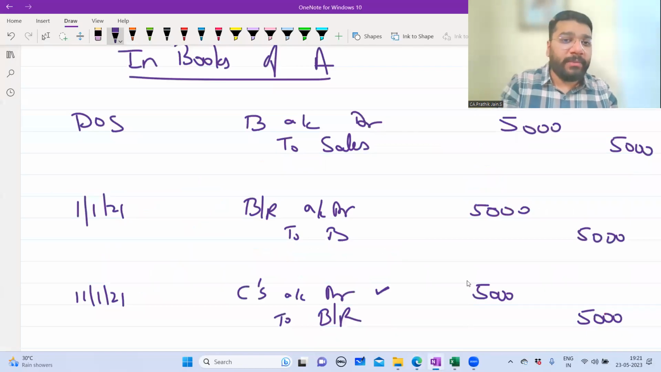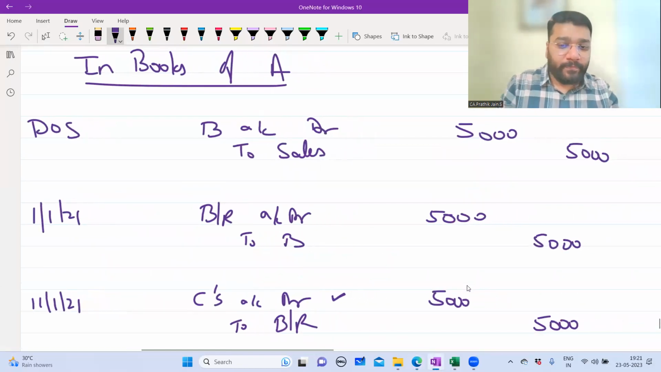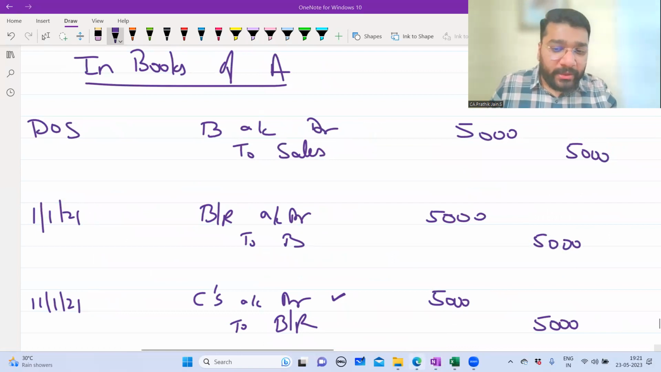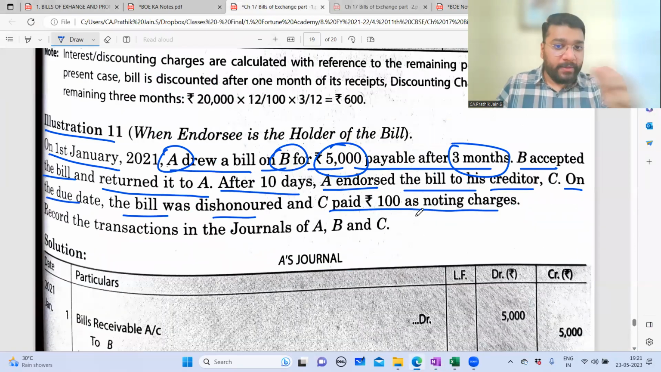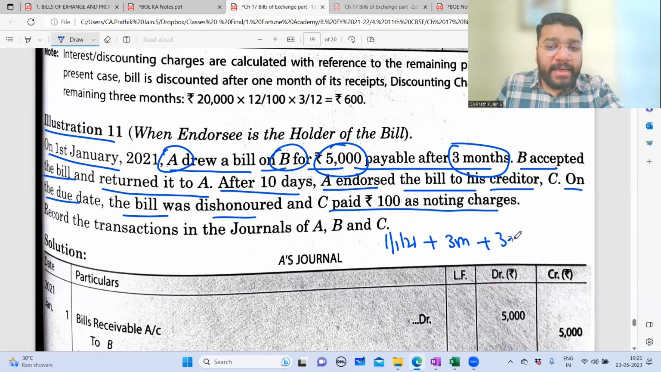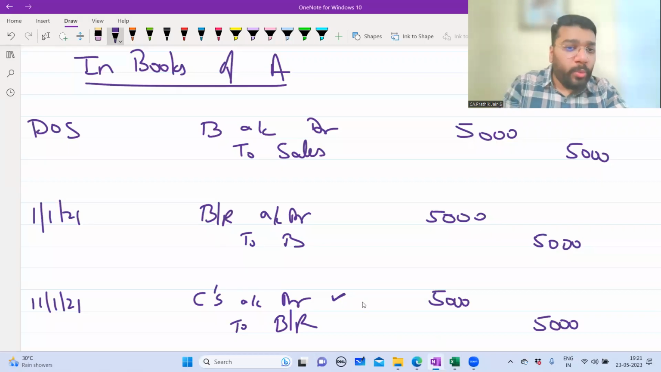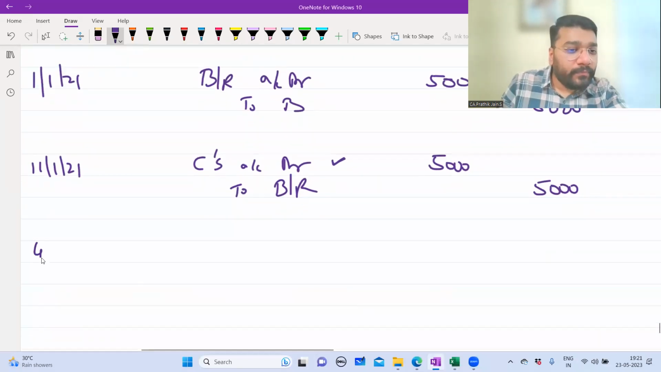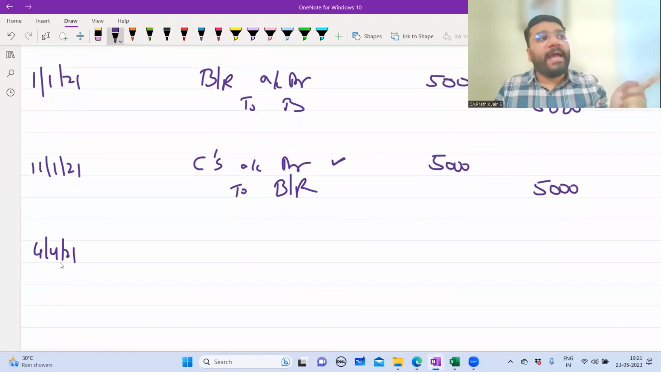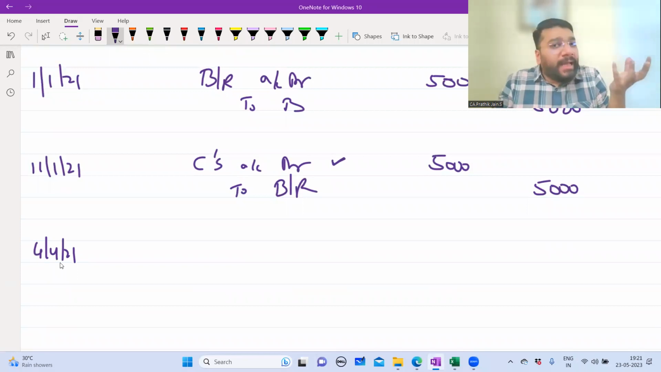So what is the date of maturity, please? On the date of maturity, guys, 1/1/2021 plus 3 months of credit period plus 3 grace days equal to how much? 4th of April 2021. So on 4/4/21, guys, what will happen? Don't you think that you need to recreate both the debtor and the creditor?